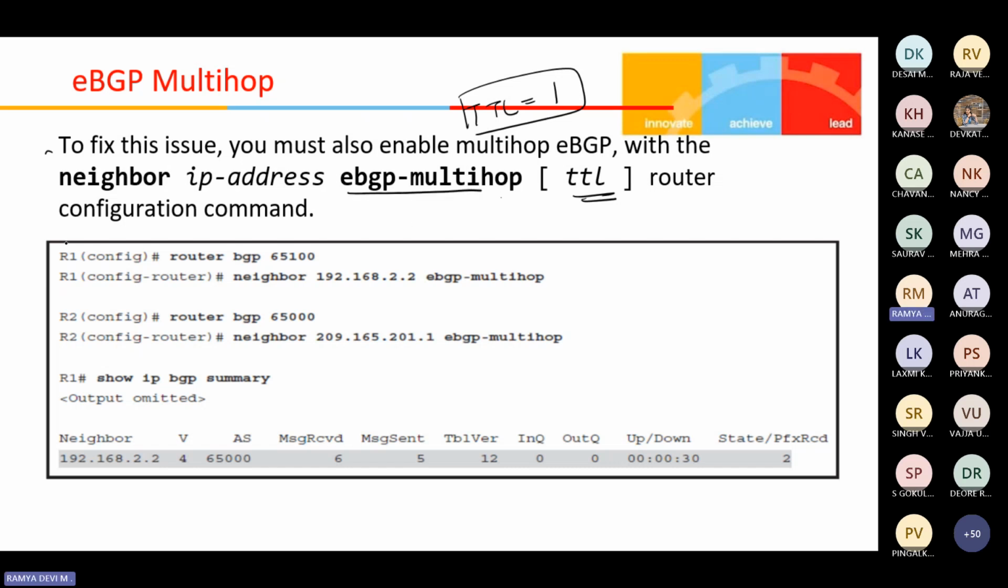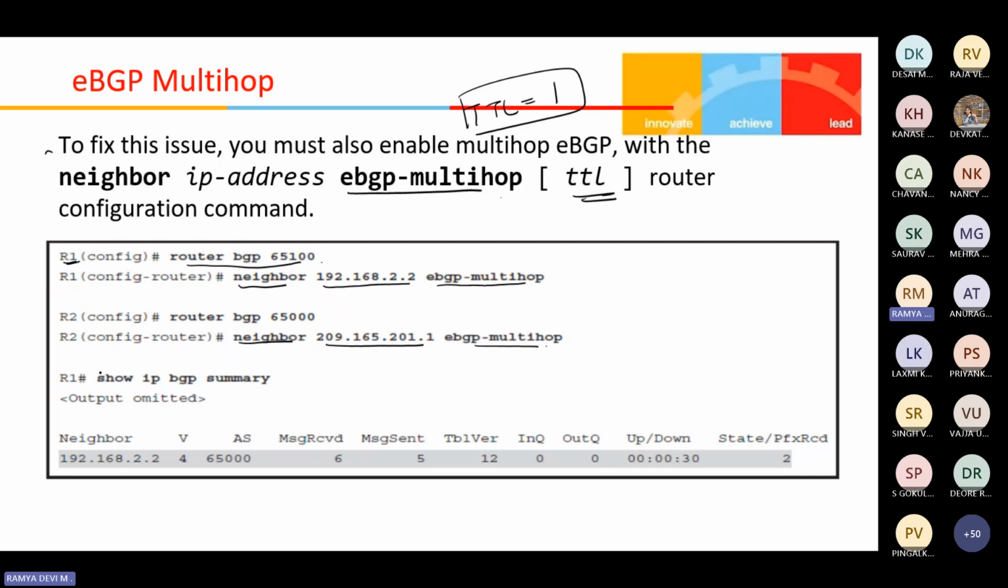Okay. So this is the configuration that is done in R1. We can configure the router BGP. It is in autonomous system number 65100. I set the neighbor, this is my IP address, eBGP multihop. This is for R2. Neighbor IP address. It should accept multihop. How to verify this?